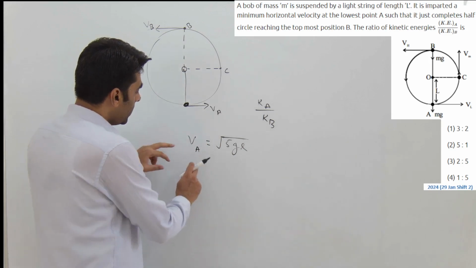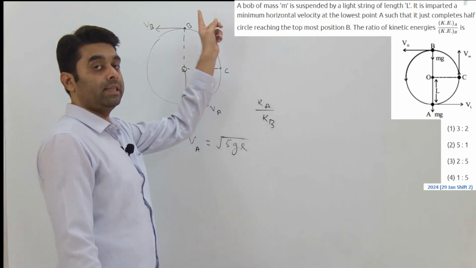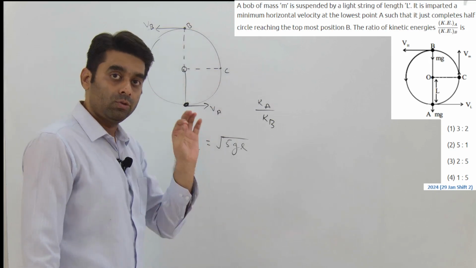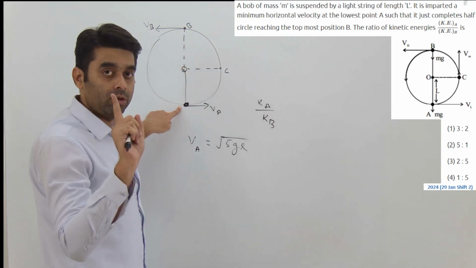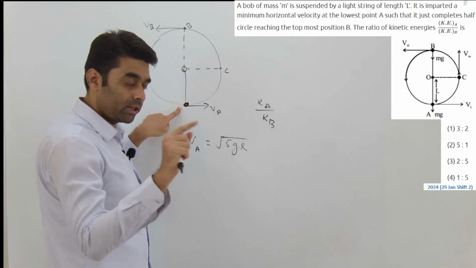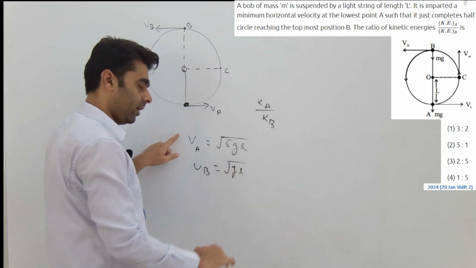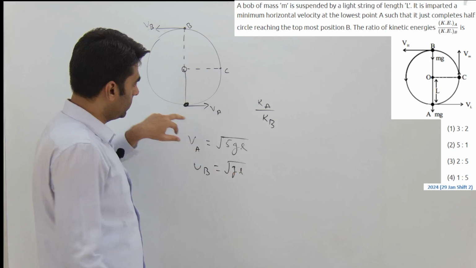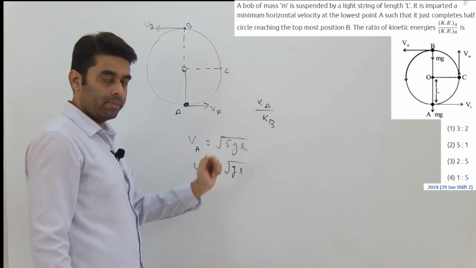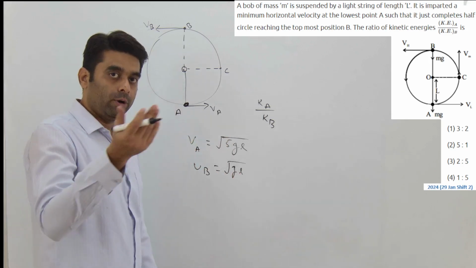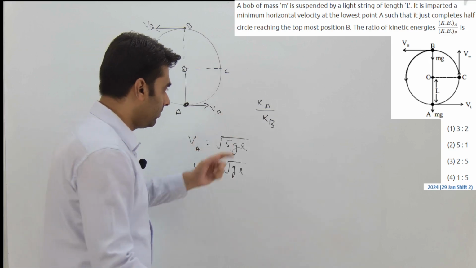If over here Va is there, the minimum velocity that should be given to the particle such that it completes the circle or reaches the topmost point is root over 5gL. And when we give root over 5gL, velocity doesn't become 0 over here. Tension becomes 0. Velocity value is root over gL. We can calculate this also by applying energy conservation between point A and point B, so you will get root over gL. Fine. We know the velocities at point A and point B. These are standard results. We will use them over here.